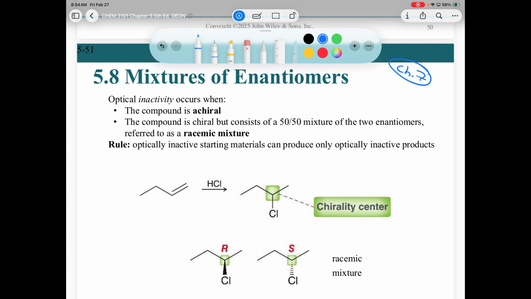So when you do a synthesis and you end up with a 50-50 mixture of enantiomers, it's tough because they have the same physical properties. You can't separate them on a TLC plate. They have the same IR, right? And you're like, well, then how do you separate one from the other? Because our bodies are chiral. It's a great question, and I'll address that before we leave here today.